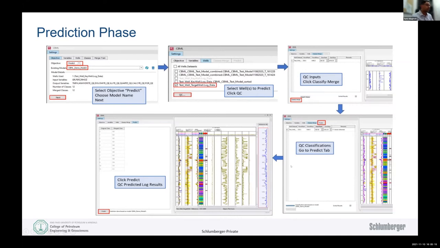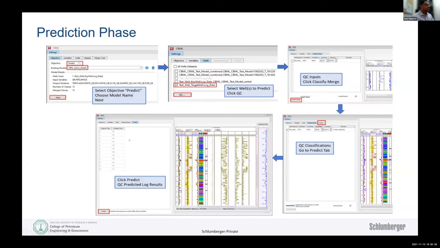Once we are happy with these results, we go into the prediction. Again, the prediction goes into a set of predefined algorithms where we get a reconstruction of the outputs, classification of the outputs, a QC flag, and a prediction of the interpretation if it was provided.